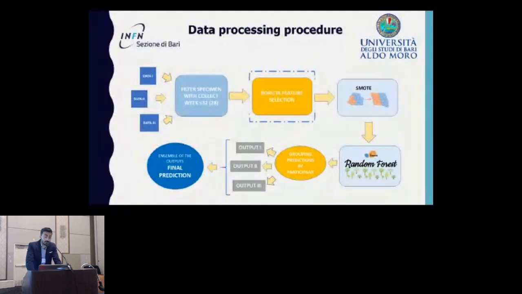Then we had different predictions for each sample that we grouped together to obtain one prediction for each participant. Finally, the 3 outputs, one for each data, are put together with an appropriate ensemble strategy to have the final prediction. So for each participant, at the end the model had 3 final outputs that we put together.